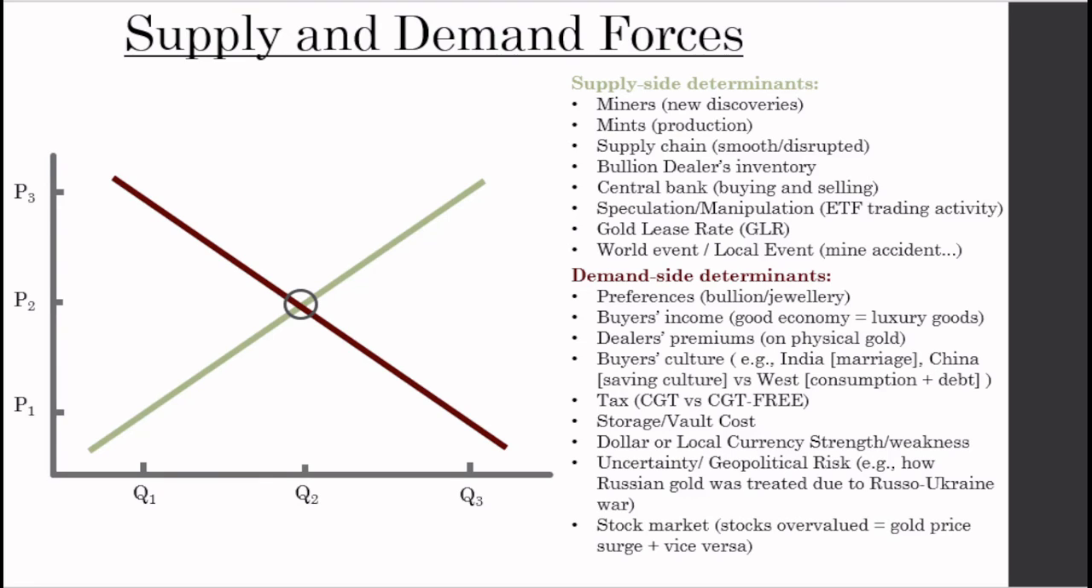Of course, if the currency is getting stronger, that means it requires less currency units to buy the same 1 ounce of gold. And if the currency is getting weaker, you need more currency units to buy the same 1 ounce of gold.